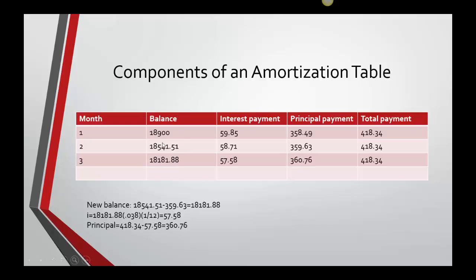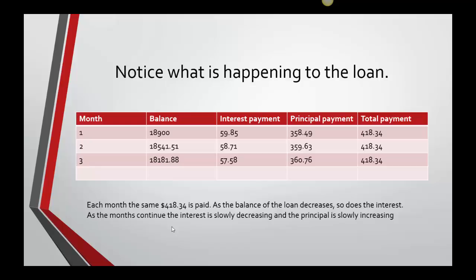All right, so month 3, here we go again. New balance: I take the old balance, $18,541.51, I subtract the principal, $359.63. Come up with a new balance of $18,181.88. I use that, I multiply by my interest, 3.8% for 1 month, and it tells me $57.58 is the new interest payment. I subtract the interest from the total to get the new principal, $360.76.